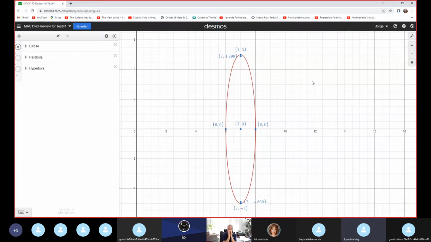The center is located at the point (7, 0). The vertices are located at the points (7, 5) and (7, -5). The endpoints of the minor axis are (8, 0) and (6, 0). And the foci are very, very close to the vertices, at the points (7, 4.899) and (7, -4.899).